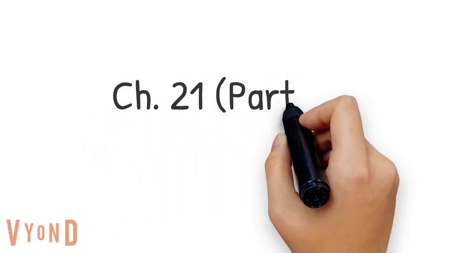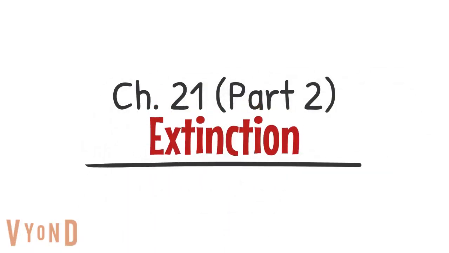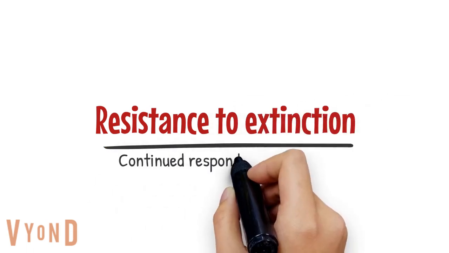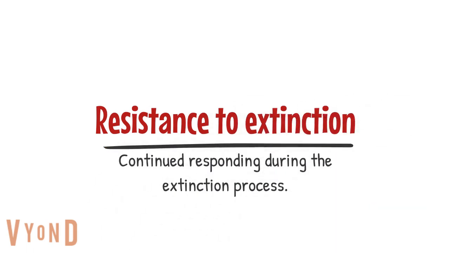This is part 2 of chapter 21 on extinction. Now we're going to talk about resistance to extinction and the variables that affect resistance to extinction. Resistance to extinction is continued responding during the extinction process. So we continue to see the behavior occur.